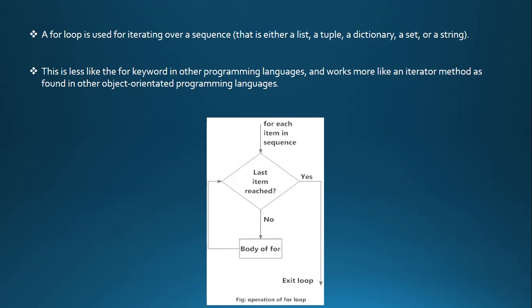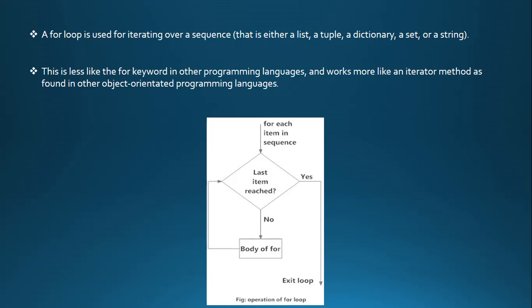A list is one example in Python, which is a collection of ordered items or objects of any type. So we can go from the first object to the last object in the list. This is less like the for keyword in other programming languages and works more like an iterator method as found in other object-oriented programming languages.